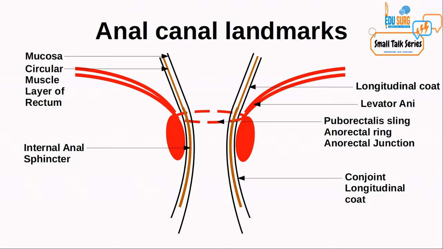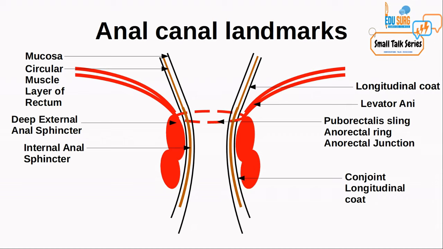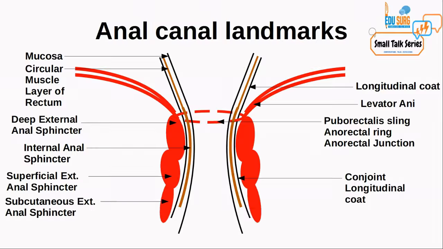There are three parts of the external anal sphincter: the deep external anal sphincter, which constitutes some fibers of the levator ani; the superficial external anal sphincter; and the subcutaneous external anal sphincter. Right. So this is a bit of a detailed anatomical overview of the anal canal landmarks, where you can see the levator ani and the puborectalis sling. You can see the internal and external anal sphincters, and between them the conjoined longitudinal cord.